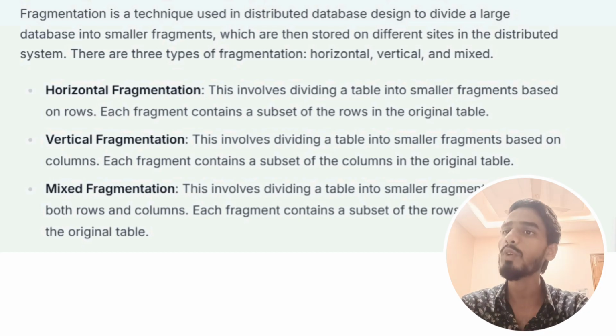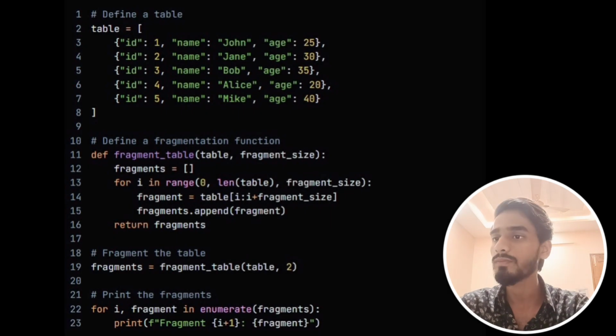Here is the example of horizontal fragmentation in Python. See, this code defines a table and a fragmentation function, which divides the table into smaller fragments based on a specified fragment size. The fragments are then printed to the console.